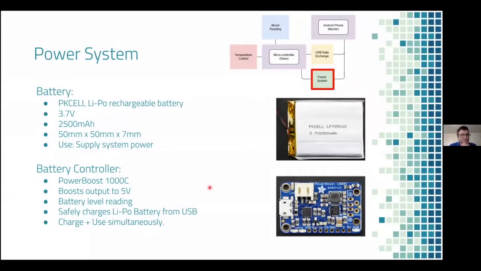Our power system is pretty simple. It's just a LiPo rechargeable battery, 3.7 volts, 2,500 milliamps, pretty small guy, not too thick. And we needed a battery controller to charge the LiPo safely, because if you just charge up a LiPo, it'll just catch on fire. So you need a specialized circuit, something like this down below. This battery controller also gives us some battery level readings, it boosts our output, and allows us to charge and use the battery simultaneously.